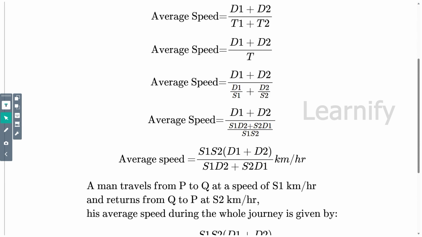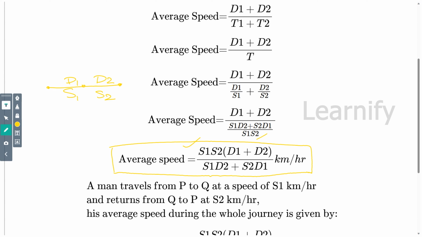Cross multiplying, the formula is this one. This is the final formula for average speed if distances d1, d2 and speeds are given. Find the average speed. Suppose a person is traveling d1 distance with s1 and d2 distance with s2. The average speed formula is this one.